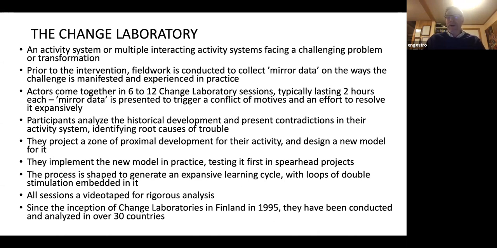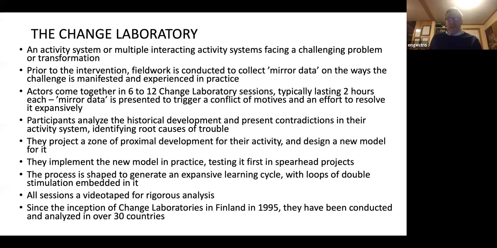This is often done by means of videotaping, interviewing, field observations, collection of various kinds of documents, etc. And this mirror data is used to select critical samples that are used as prompts in the actual change laboratory sessions. In the sessions, which typically are something between 6 and 12 sessions, typically lasting a couple of hours, often they are relatively frequent, once a week, once in every 2 weeks, but sometimes more spread out.